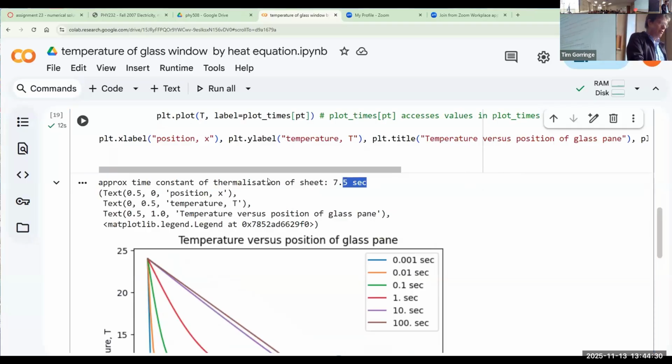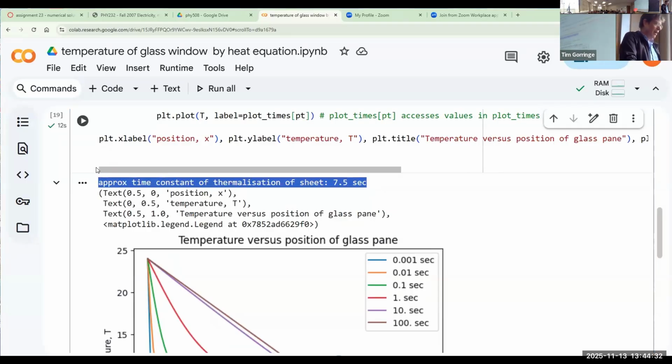Let me just go back to your question about that. This is that rule of thumb for how long it takes to reach equilibrium: L squared, 5 millimeters squared, over pi squared times the diffusion constant. I don't remember what the number for that was, but I came up with 7.5 seconds.